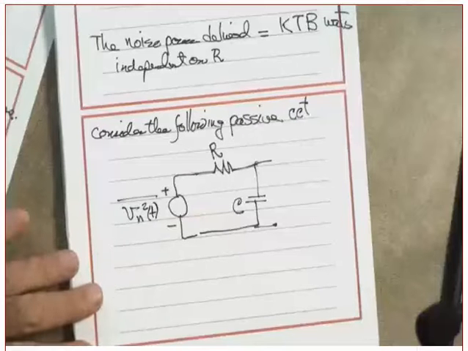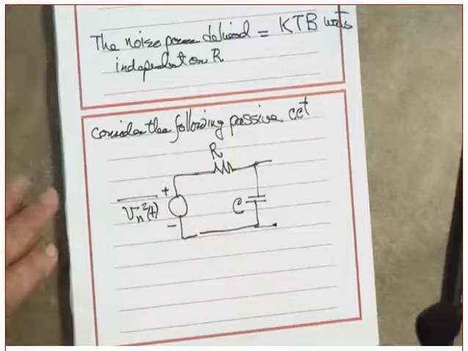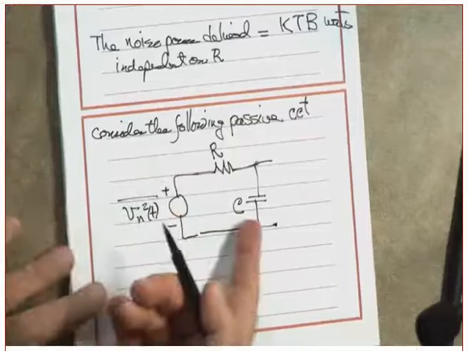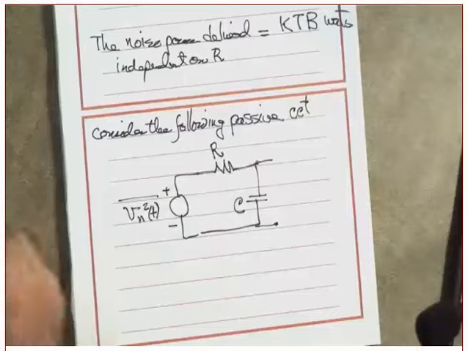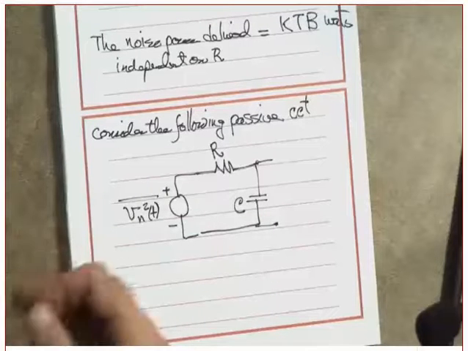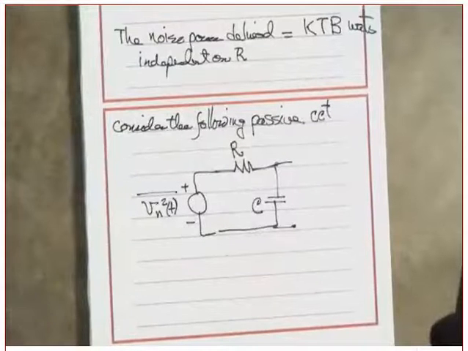Are you following me or not? The mean square. If you are using voltage, then this one is the square root, the root mean square value. First of all, answer me the question. Does C introduce noise? No. By the way, I'm assuming that there is no parasitic resistor. That's a pure capacitor. Okay.